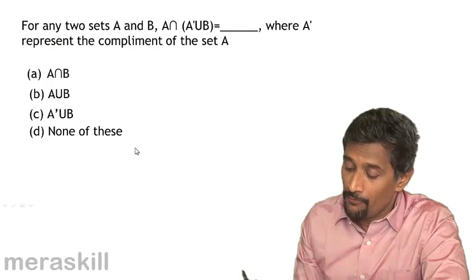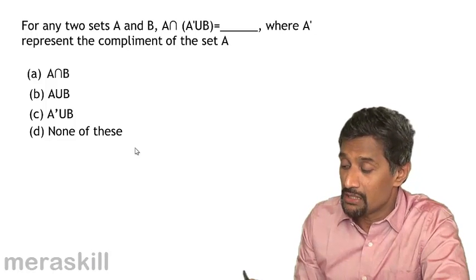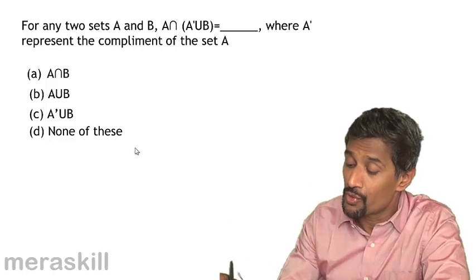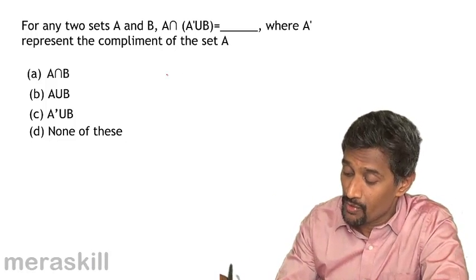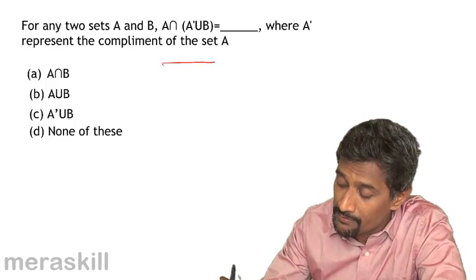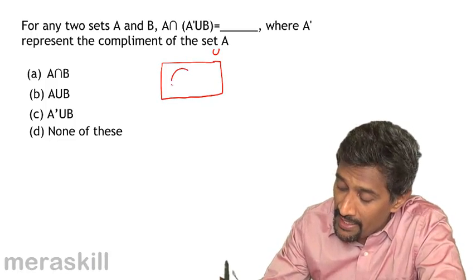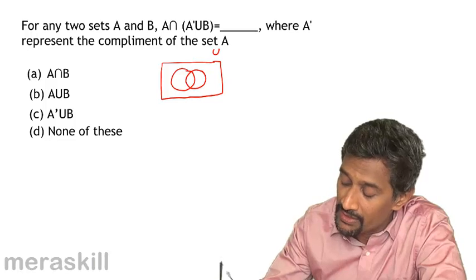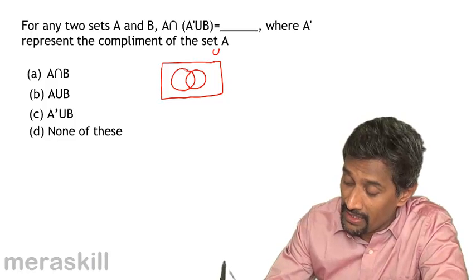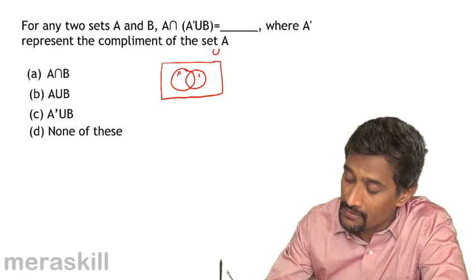Okay. For any two sets A and B, A intersection (A dash union B), where A dash represents the complement of set A. Now let's do this by drawing things. Since there is a universal set, there will be a box here, which represents the universal set. A and B are two intersecting sets, and we want A dash union B.